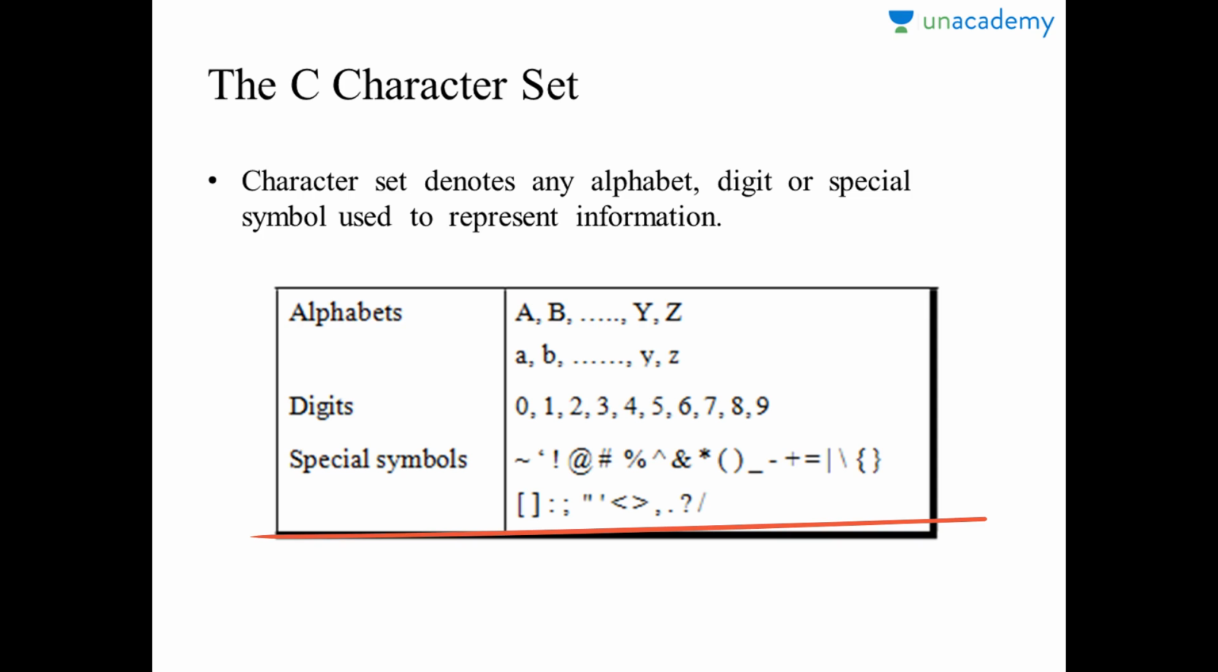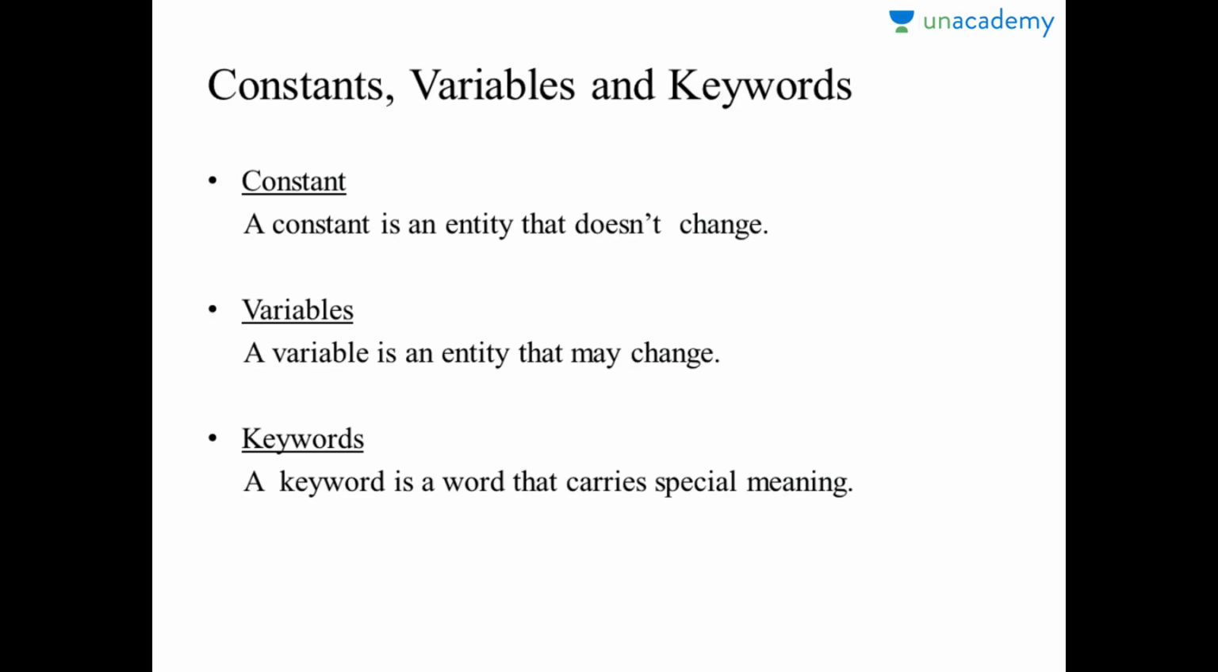But what are these? A constant is an entity that doesn't change. That means its value is fixed throughout a program. A variable is an entity that may change. And a keyword is basically a word that carries some special meaning.